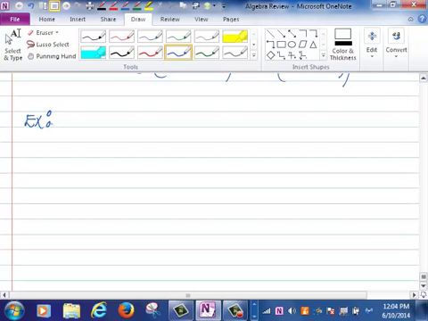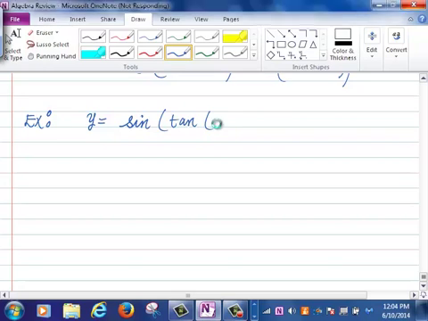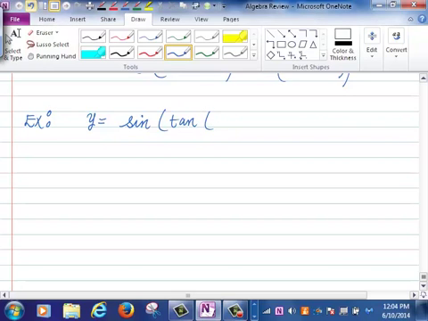Let's say I have y is sine evaluated at, let me make it complicated, tangent evaluated at the square root of x squared plus 1. Okay, it doesn't look so bad. So this is sine of tangent of root of x squared plus 1. What's the derivative in this case?